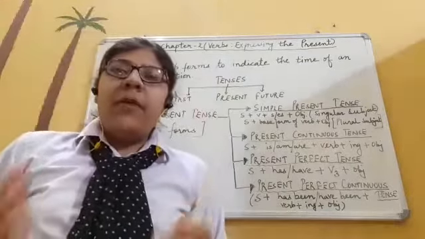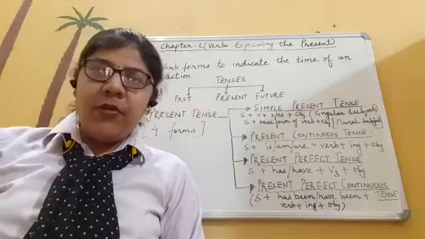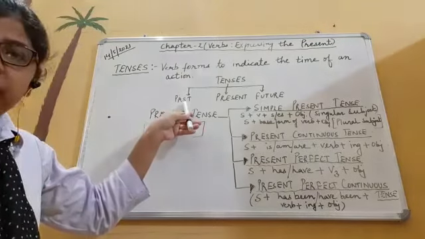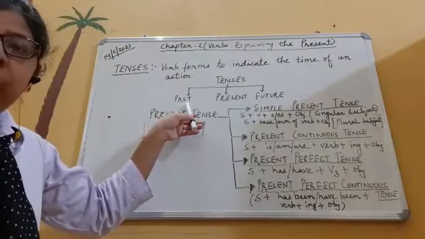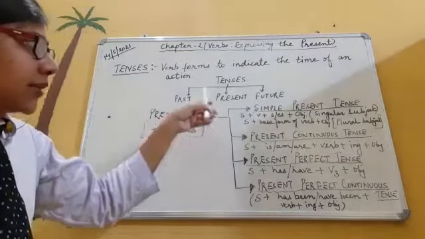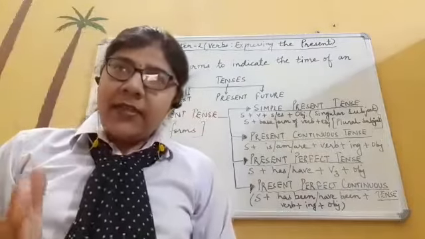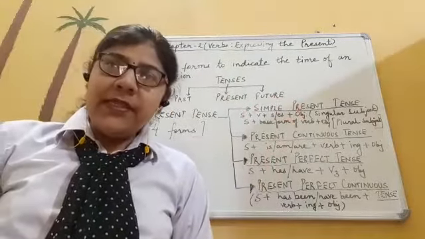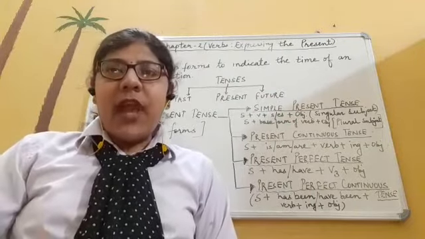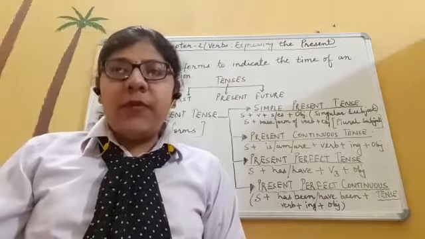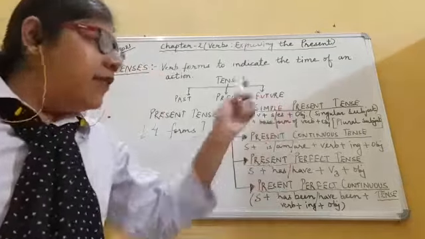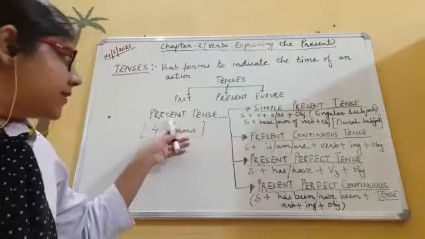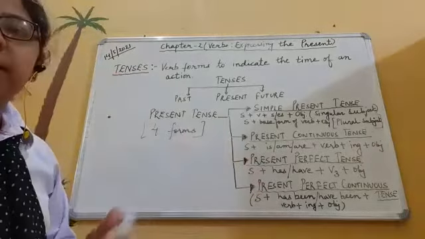You people know that the actions which happened before the time of speaking come in the category of past tense. The actions which occur at the time of speaking come in the category of present tense, and the actions which will happen after the time of speaking come in the category of the future tense. Now quickly let's come to the main concept, that is the present tense.